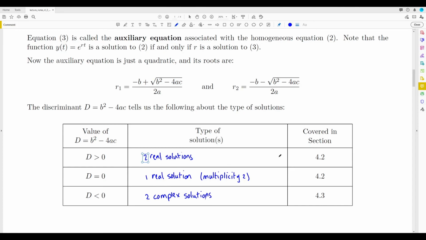Now, we will see what these first two types of solutions mean for the differential equation in this section, and then in the next section we'll look at what happens when we have complex solutions to our auxiliary equation.